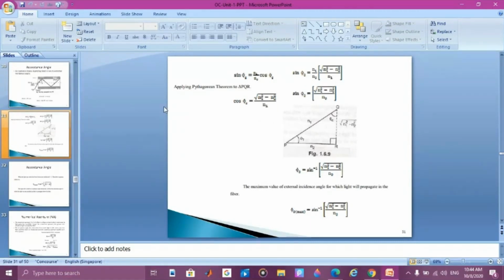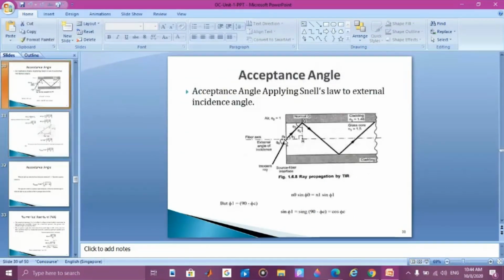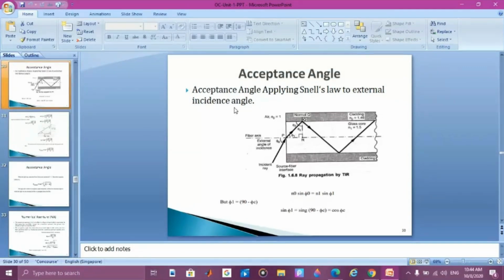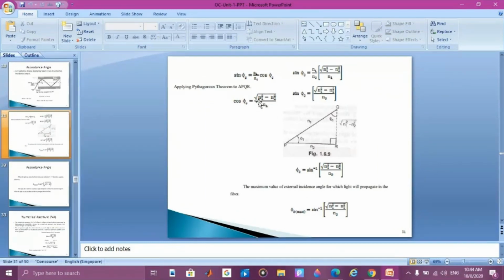Because n1 squared equals the base squared plus this side squared, by the Pythagoras theorem, which is what we applied here. Cos phi c equals root of n1 square minus n2 square divided by n1, where n1 is the refractive index of the first medium and n2 that of the second medium. So this is n1 by n0, equal to cos phi naught. So cos phi naught equals root of n1 square minus n2 square divided by n1, and sin phi naught equals n1 by n0 into root of n1 square minus n2 square divided by n1. That is what I have written there.